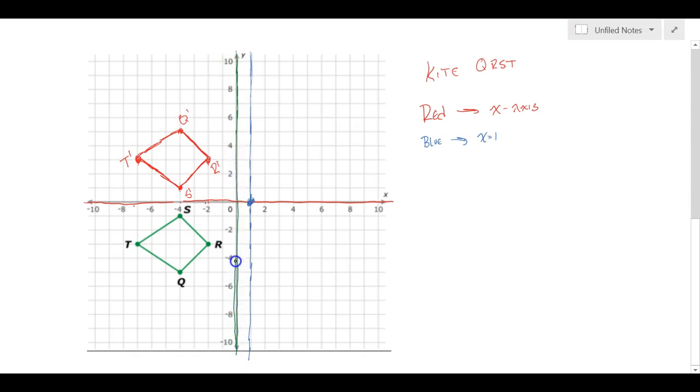I know it's kind of counterintuitive, but please just make sure that you are carefully labeling your line and you know what you're talking about. Now let me get rid of that line so I don't end up confusing myself.